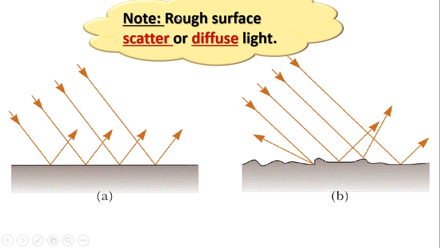So the rough surface scatters or diffuses the light. What is the meaning of scatter or diffuse the light? It reflects the light in a messy way. It spreads the light in a messy way. This is called scattering or diffusing the light.